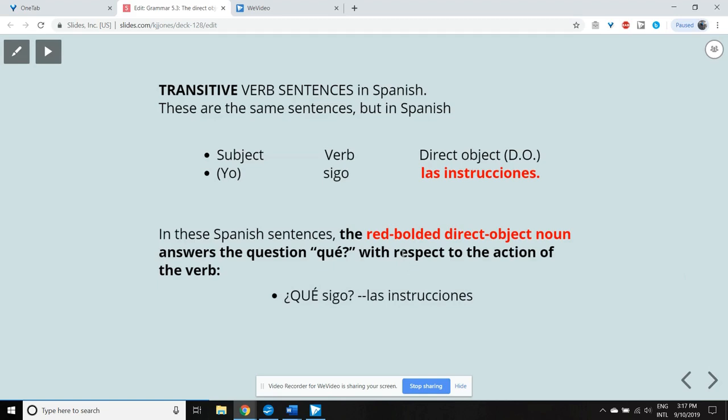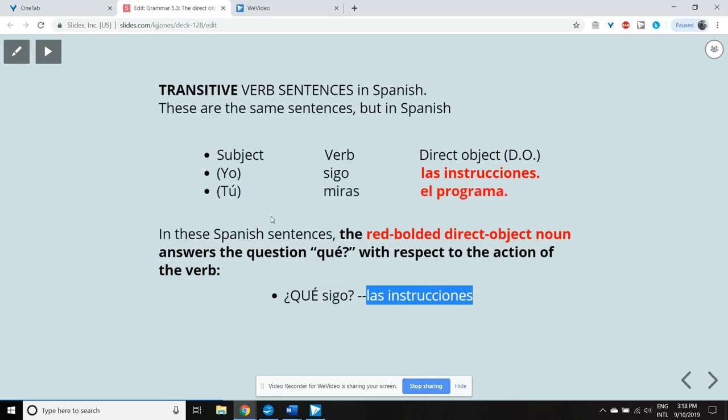In these sentences, the red bolded direct object noun answers the question ¿qué? That's Spanish for what, with respect to the action of the verb. So, ¿qué sigo? Direct object noun answers. Las instrucciones, right? Let's look at another sample sentence.